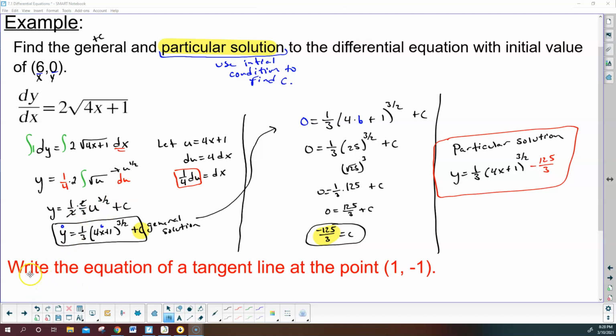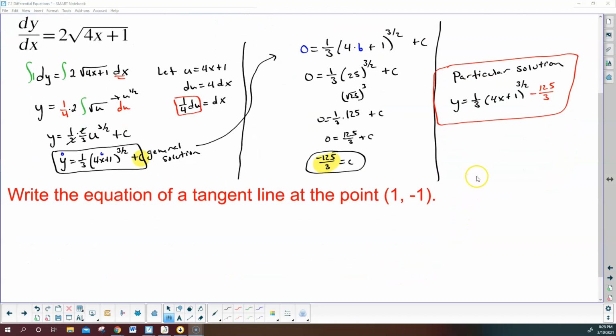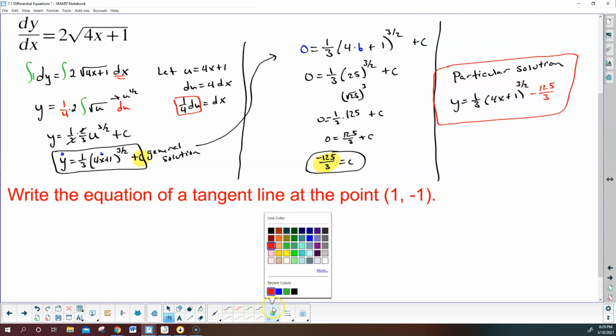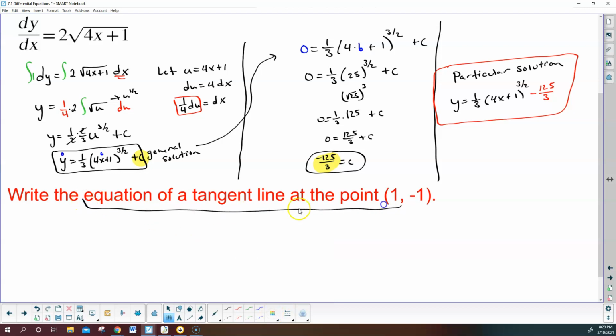As an extension on this problem, we have this part down here. It says write the equation of the tangent line at the point (1, -1). Well, you don't need much for this. And this is a very common question that is asked. So what do we need? Write the equation of a tangent line at the point. Right? Equation of a tangent line. I need a slope, and I need a point.